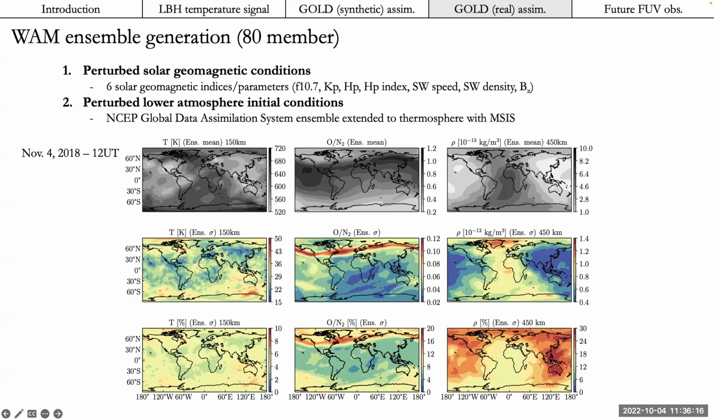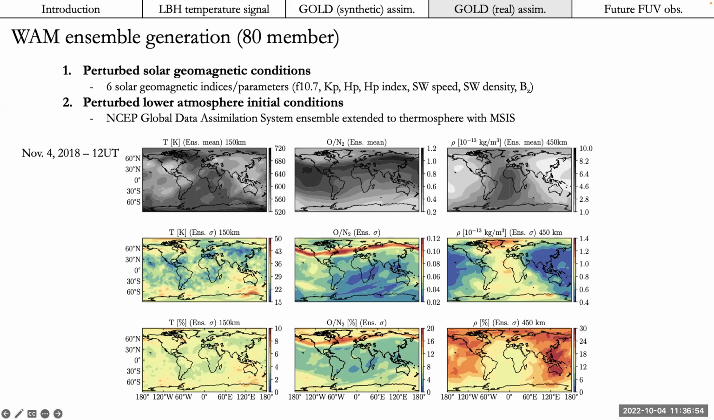So for this experiment, we generate an 80-member WAM ensemble by perturbing both solar geomagnetic and lower atmosphere initial conditions. This figure is just giving you a visualization of the ensemble at the time of the assimilation experiment, in this case on November 4th, 2018 at 12 UT. The first row of the figure shows the mean of the ensemble for temperature in the first column, O to N2 in the second column, and density in the third column. And the second and third rows show the standard deviation and percent standard deviation respectively.